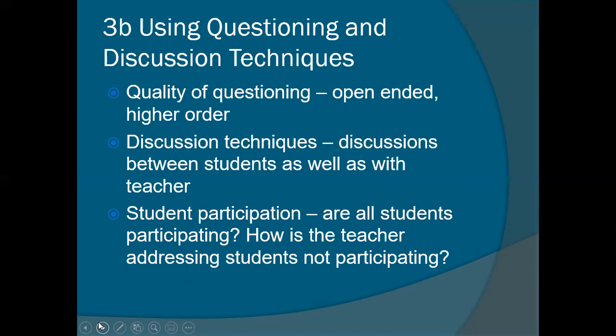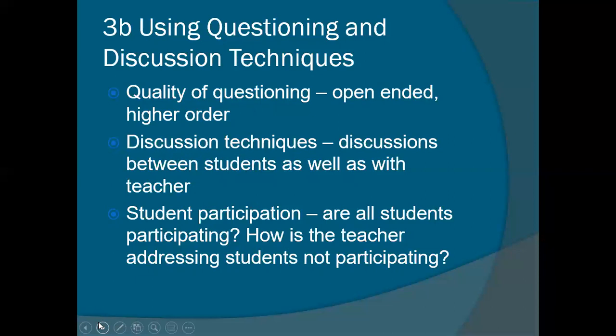3B is using questioning and discussion techniques. So one of the big things it looks at is the quality of questioning. So what we would expect to see is a lot of open-ended questions, a lot of those higher order questions, less of the what color is it, what shape is it, what letter is it, and more of the why and how questions.